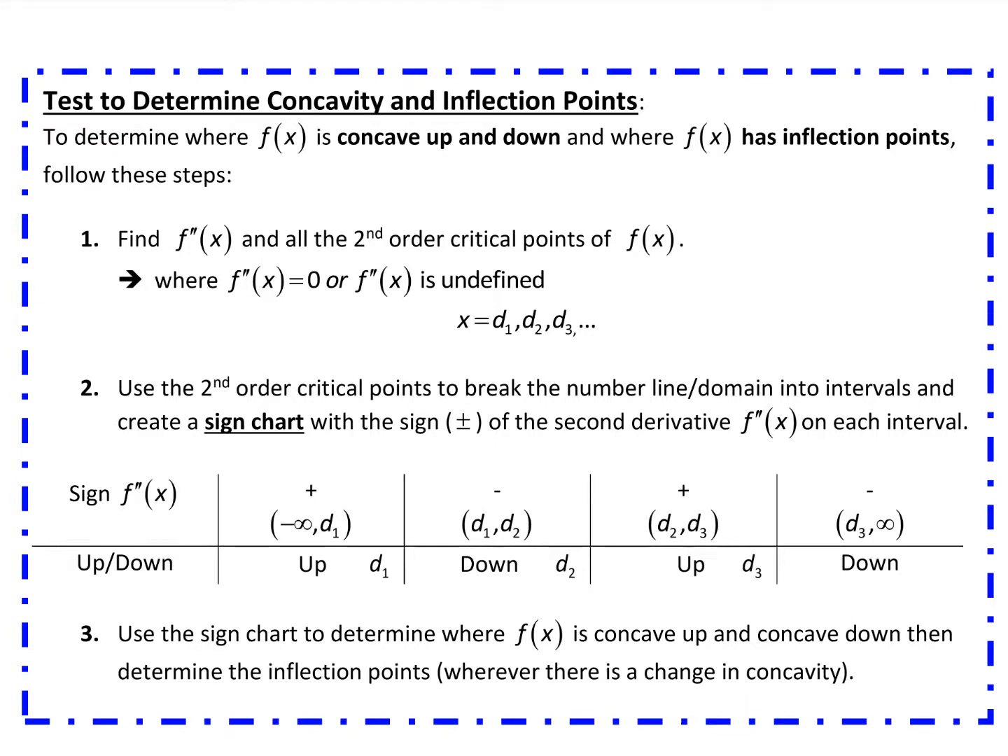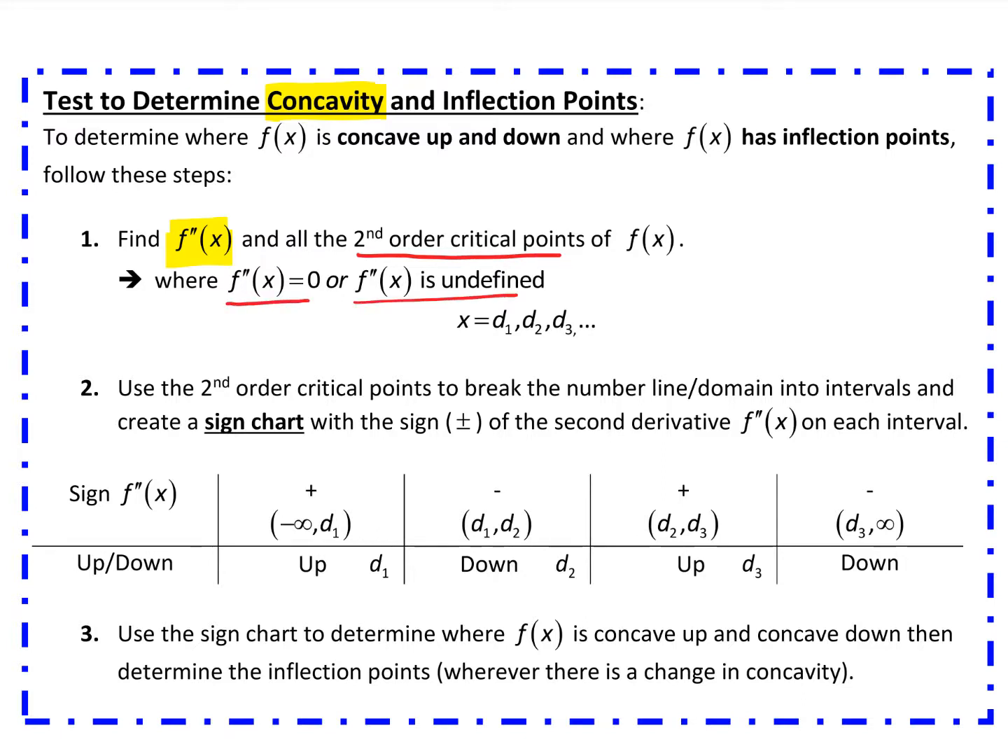Okay, so here's our test to determine the concavity and the inflection points. It should seem similar because it's very similar to the test that we use to determine intervals of increase, decrease, and our local maxes and mins. Except this time, we're going to take the second derivative, because the second derivative is what tells us about concavity. So we're going to take the second derivative and what we're going to call second order critical points. The second order critical points are simply where the second derivative equals 0 or is undefined.